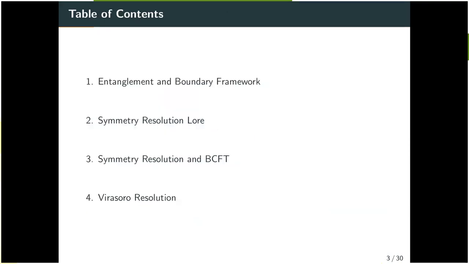The first thing I'm going to do, I'm going to give you some motivation, some introduction to entanglement and how boundary conditions play a role in the study of entanglement and why they're necessary. And then I'm going to move to something called symmetry resolution. Symmetry resolution is just the study of symmetries on a subsystem and how you extract information that is stored in such symmetry sectors.